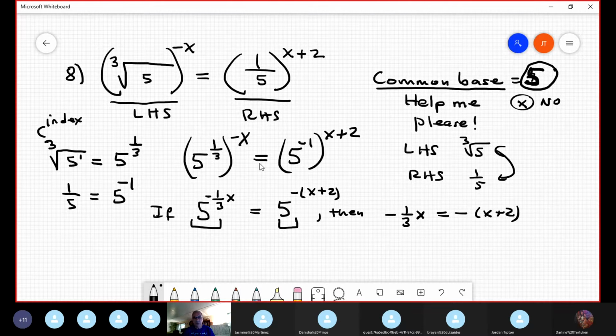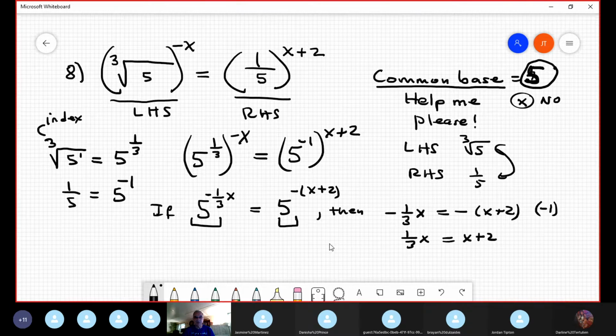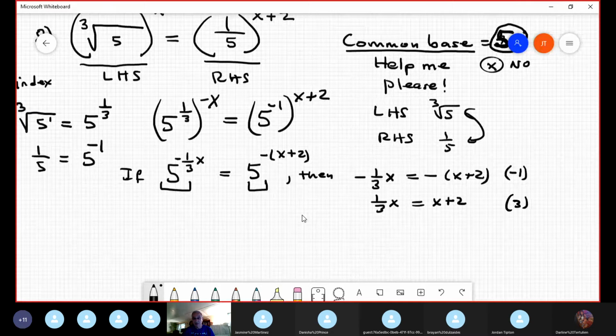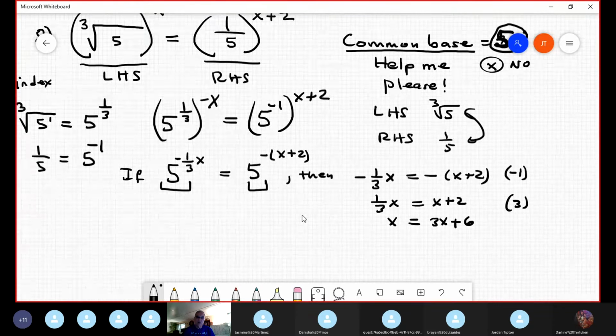Okay, too many negatives. I don't like that. You multiply the entire equation by negative 1, because I want to remove the negatives: 1/3 x is equal to x plus 2. Then I never like the fraction. Remove the fraction. Multiply the entire equation by 3, our least common denominator. Then x is equal to 3x plus 6. Okay, 3 times 1/3 is obviously 1, invisible. 3 times x is 3x, and 3 times 2 is 6. Okay, the rest is solve for x.